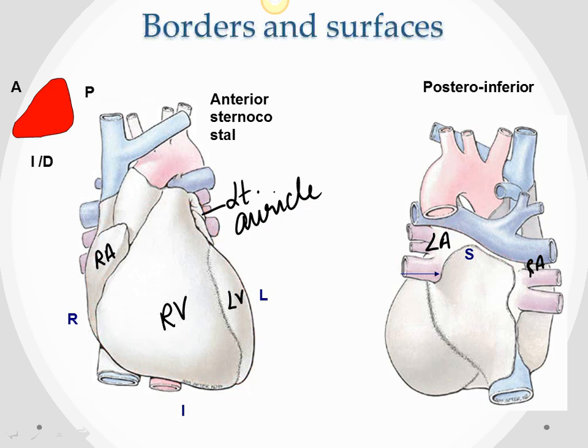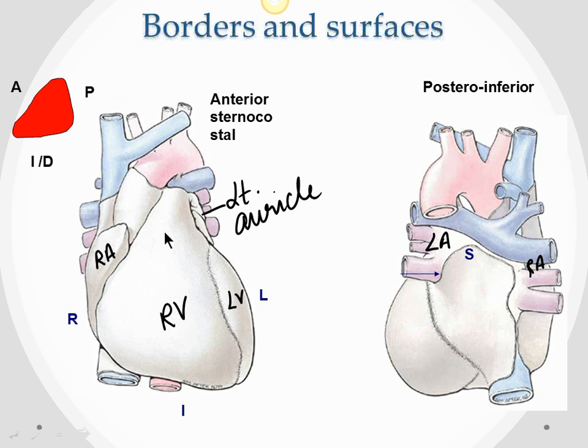Now here let's look at surfaces. So this entire surface that you are seeing is going to be in contact with the sternum and the costal cartilages on either side. Therefore, this is known as the anterior or sternocostal surface. Followed? Underneath, if I was to turn the heart around, this lower part would be called the diaphragmatic surface. And what's on the back would be called the posterior or the base.